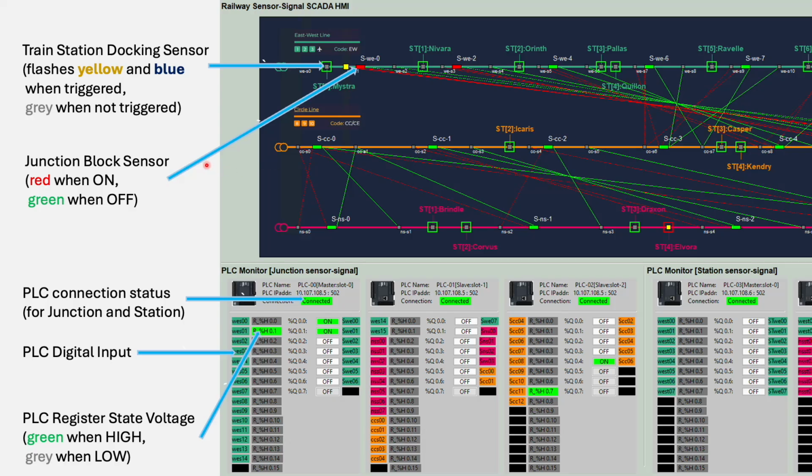Moving downwards, we have the PLC connection statuses for the junction and station PLCs. Firstly, we have the PLC digital input, which is indicated by the green, red, or orange boxes. Then, we have the corresponding PLC register state voltage, which is green when it is high and grey when it is low.